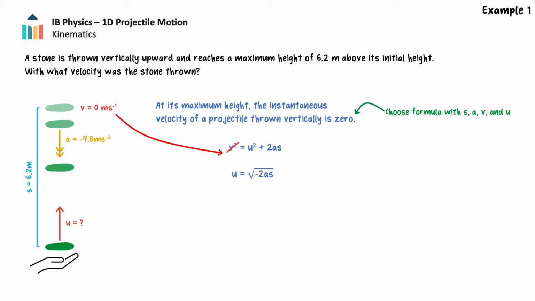It's important to note here that we'll define downward as a negative direction and upward as a positive direction. This means that the acceleration is negative 9.8 meters per second squared, and the displacement is positive 6.2 meters.